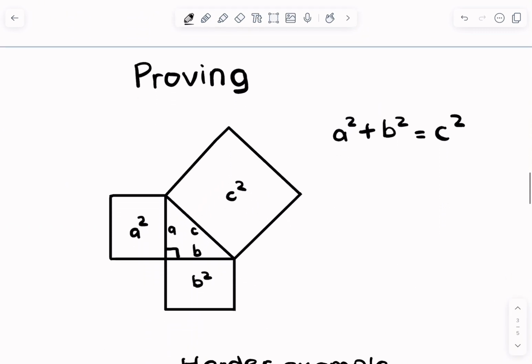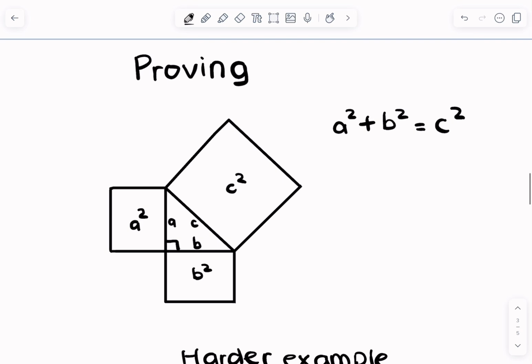Now let me show you the proof behind Pythagoras theorem. Imagine we draw a square on each side of the triangle. The area of the square on side A is a squared. The area on side B is b squared, and the area on the hypotenuse is c squared.